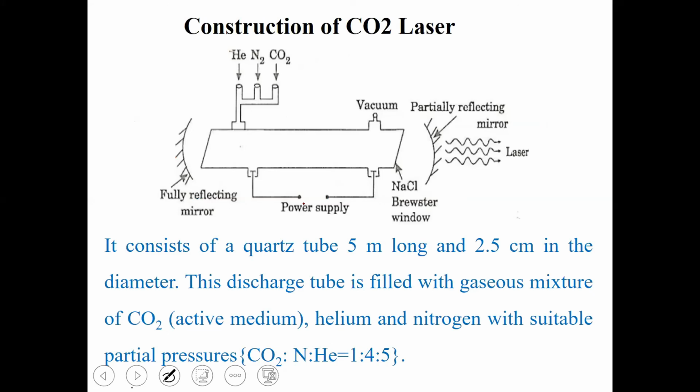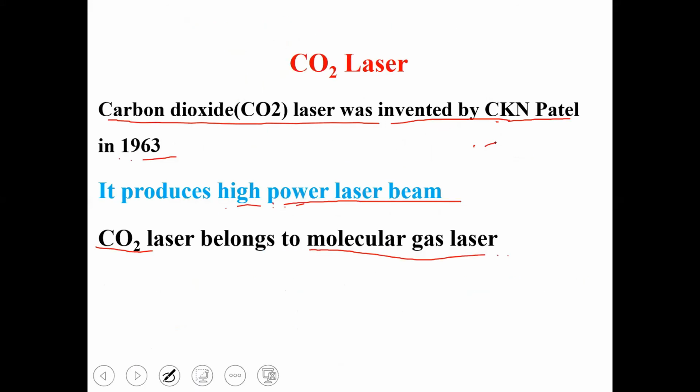This is the construction of the CO2 gas laser. It also has a discharge tube, a large discharge tube. We have to mix helium, nitrogen, and CO2. The major active component is CO2. The active medium is CO2, which is supported by helium and nitrogen. The tube can be evacuated. There is a fully reflecting mirror, a partially reflecting mirror, and a NaCl Brewster window, and it produces laser light.